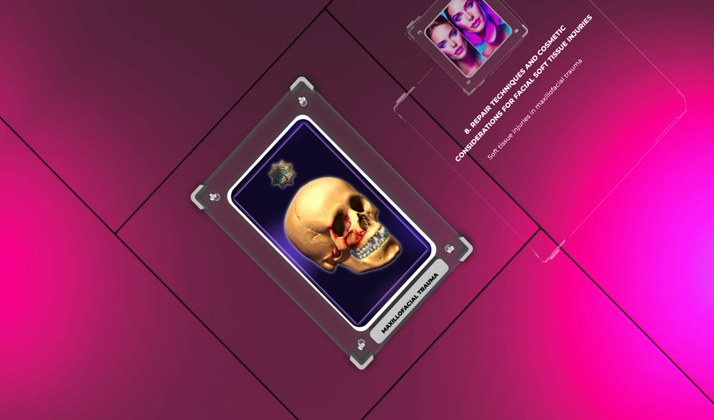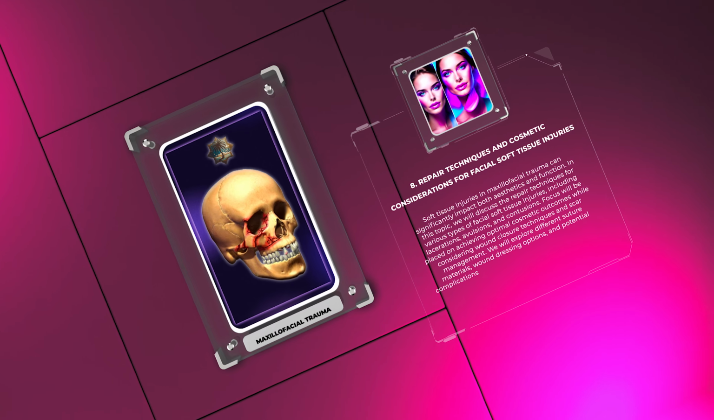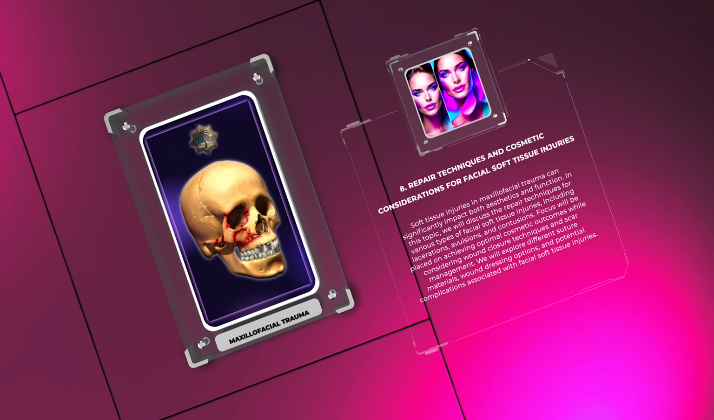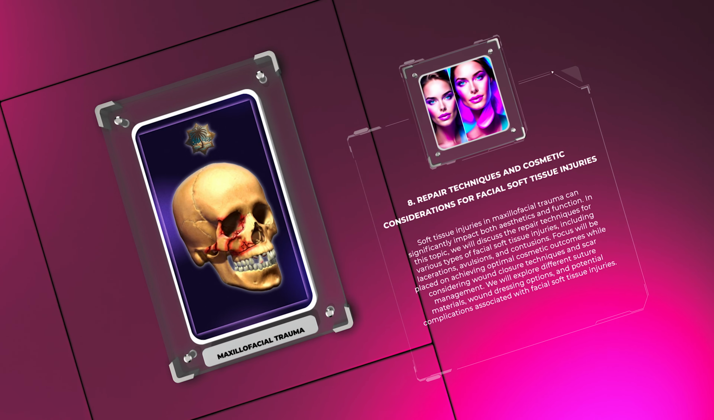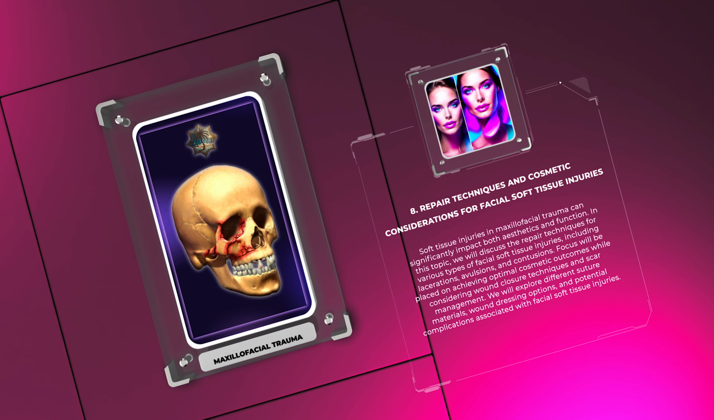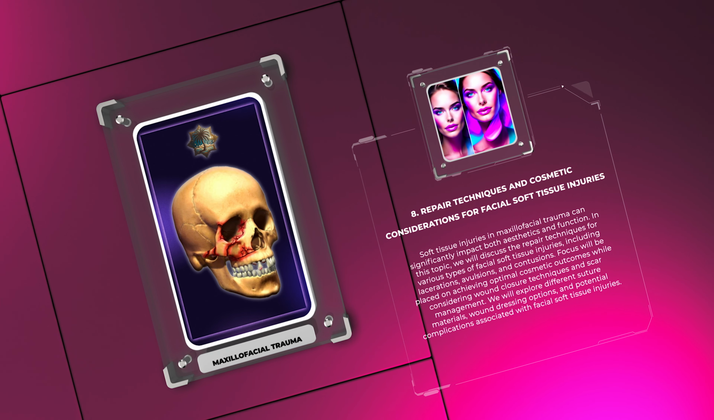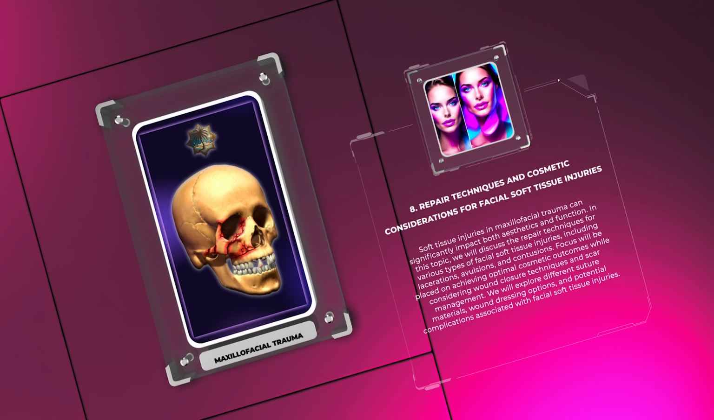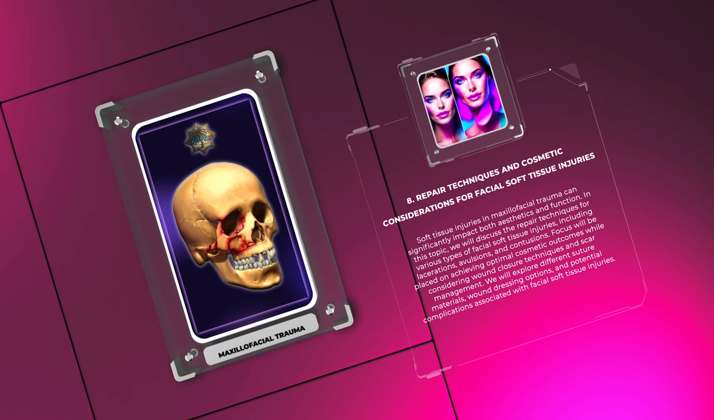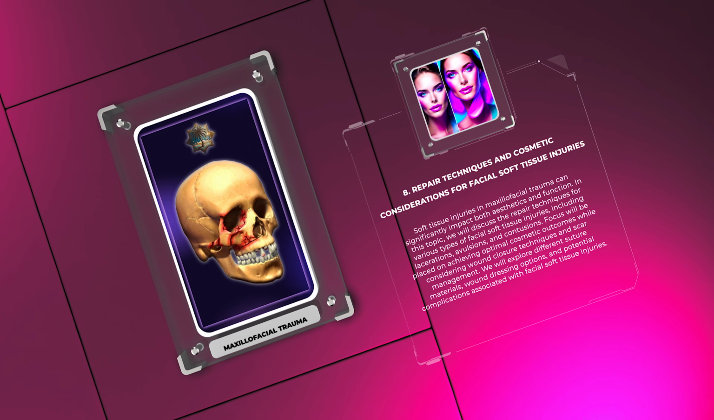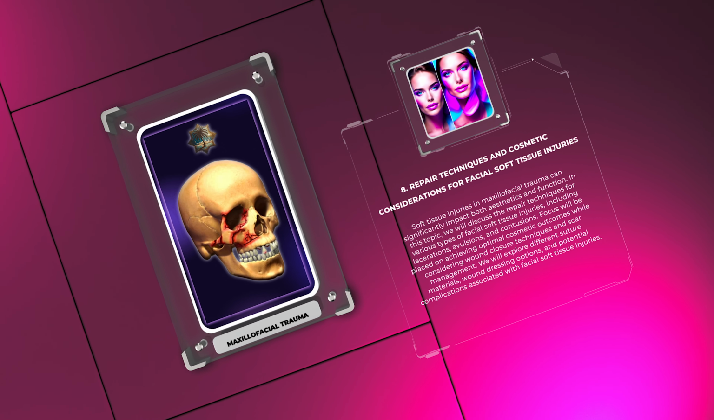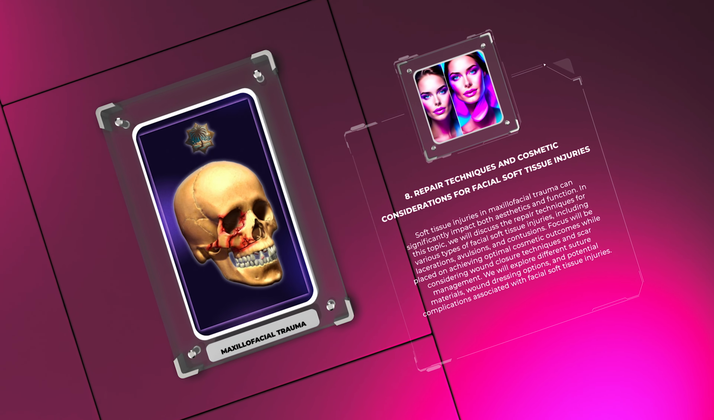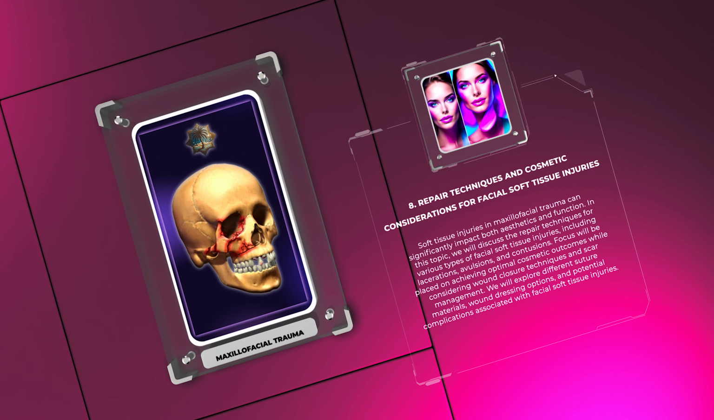Soft tissue injuries in maxillofacial trauma can significantly impact both aesthetics and function. In this topic, we will discuss the repair techniques for various types of facial soft tissue injuries, including lacerations, avulsions, and contusions. Focus will be placed on achieving optimal cosmetic outcomes while considering wound closure techniques and scar management. We will explore different suture materials, wound dressing options, and potential complications associated with facial soft tissue injuries.